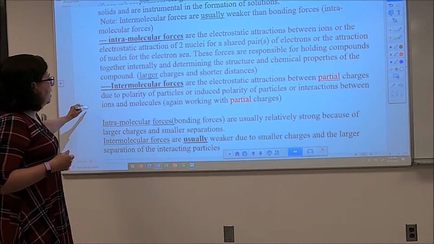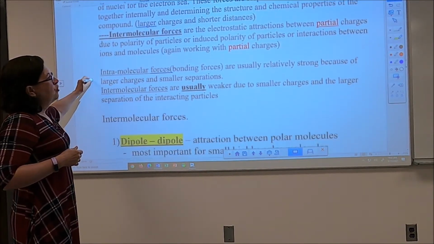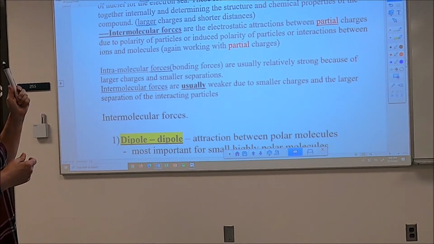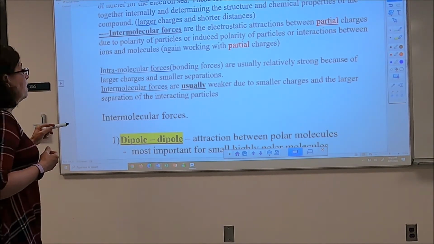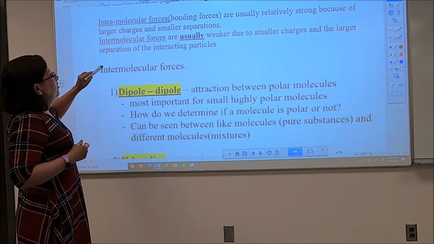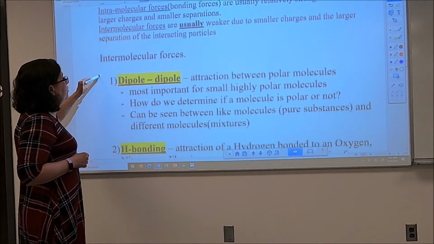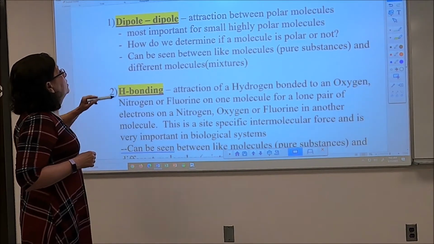Intermolecular forces, one more time. The electrostatic attraction between partial charges due to polarity of particles or induced polarity of particles, or the interaction between ions and molecules. Intramolecular forces, the bonding forces, are usually relatively stronger because of the larger charges and shorter distances, and the intermolecular forces are usually weaker due to smaller charges and larger separations. Now, let's remind ourselves about what our intermolecular forces are.